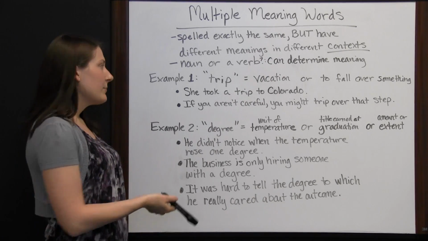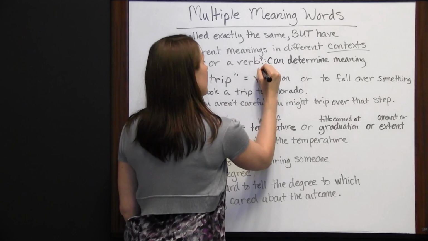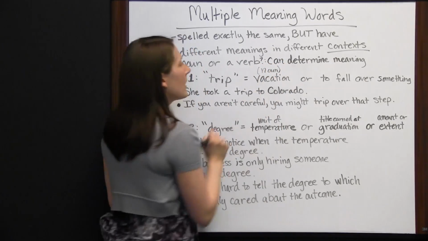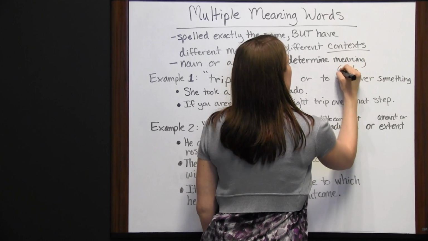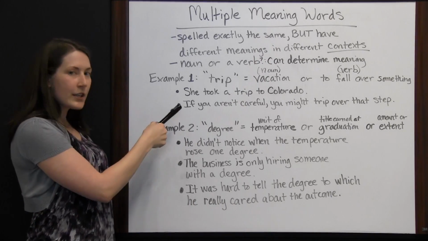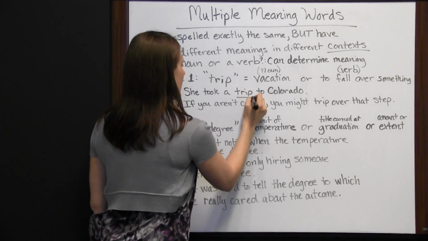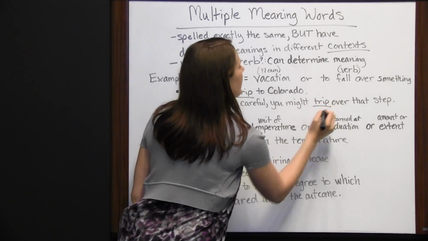So let's look at our first example. Trip. Trip can be a vacation, which is a noun, or it can mean to fall over something, which is a verb. So when we look at our sentences, she took a trip to Colorado. If you aren't careful, you might trip over that step.